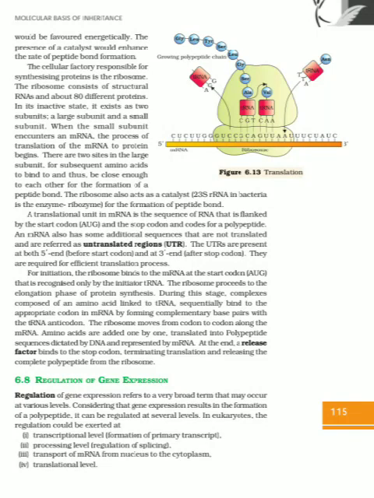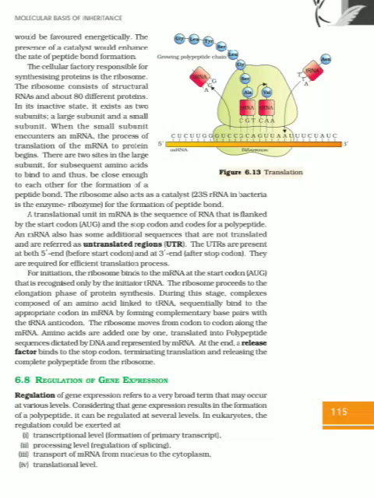The cellular factory responsible for synthesizing proteins is the ribosome. The ribosome consists of structural RNAs and about 80 different proteins. In its inactive state, it exists as two subunits, a large subunit and a small subunit. When the small subunit encounters an mRNA, the process of translation of the mRNA to protein begins.